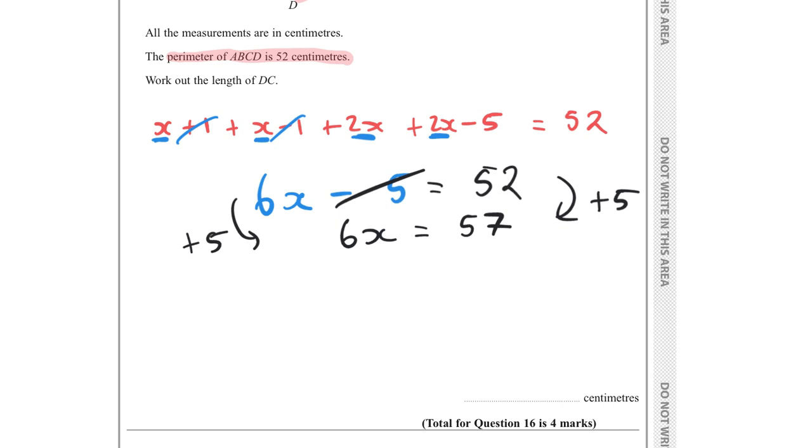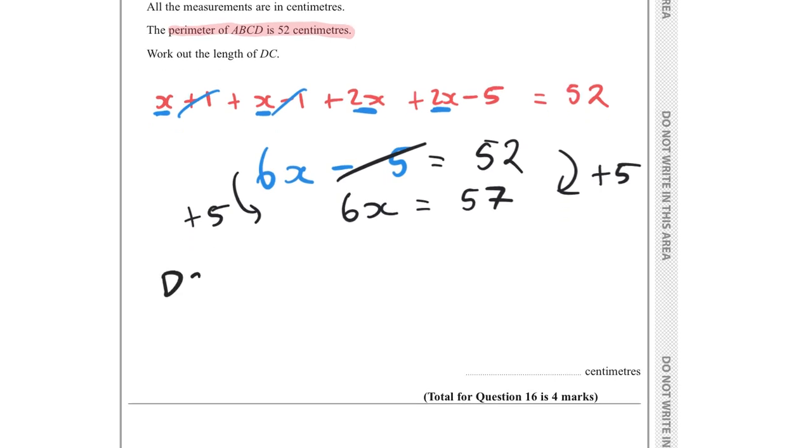Instead, what I'm going to do is I want to know DC. That's all I want to know. I don't really need to know what x is. I need to know what DC is. And DC is 2x. So I need to find out what 2x is. Again, it's not ideal, but I think it's easier to manage. We need to divide by 3 to get what 2x is. So we're going to divide 57 by 3.